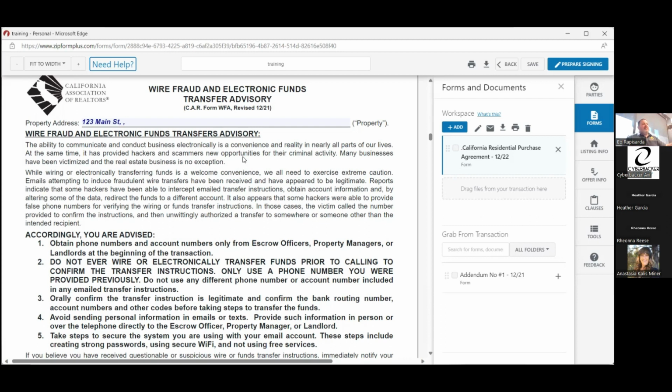So I receive an email. I don't directly reply to that. I make a phone call to a known number. I have a link. Is this a valid link? Is this where I should be wiring the money? Yes, and let them connect.